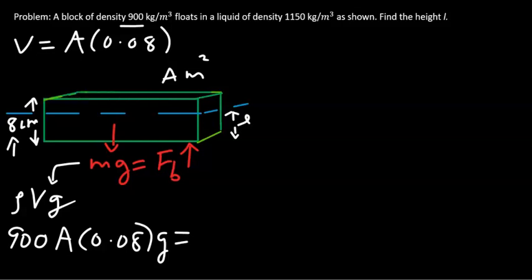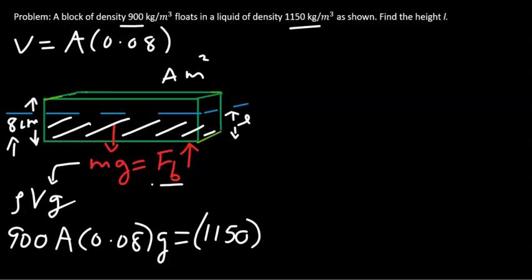now let's calculate the buoyant force. The buoyant force is given by the weight of the liquid displaced. So the mass of the liquid displaced is the density of the liquid, which is 1150 kg per cubic meter, times the volume of the liquid displaced. And the volume of the liquid displaced is the same as the volume of the object that is below that liquid surface, and that is simply the surface area of that top flat surface times that little L. And to that we have to multiply the gravitational acceleration to get the weight of the liquid displaced.